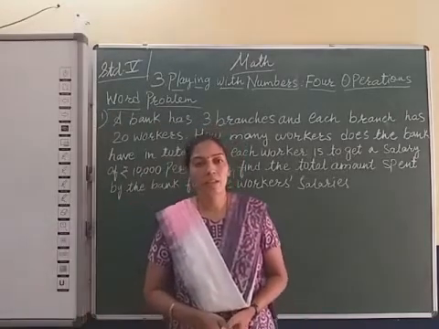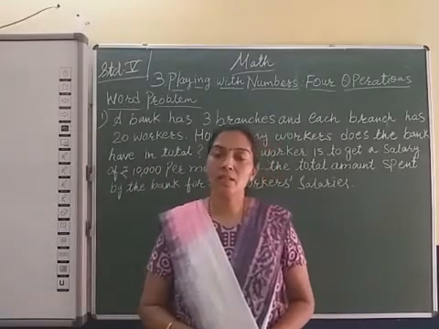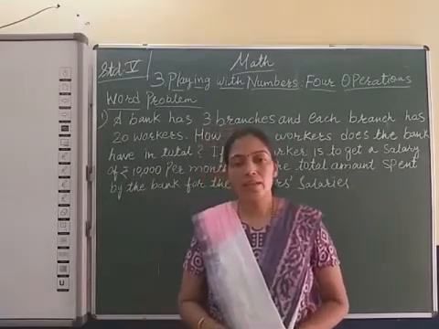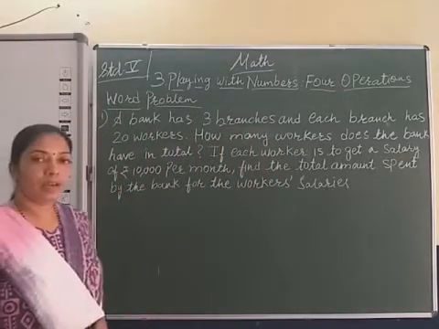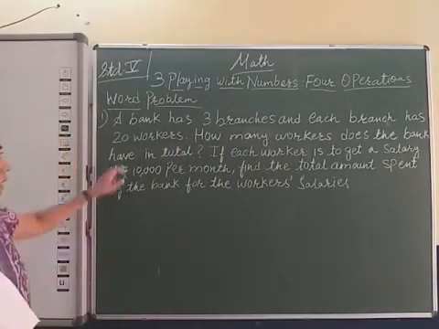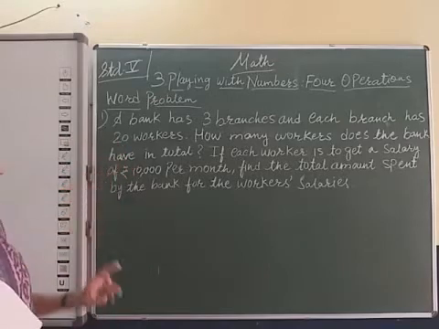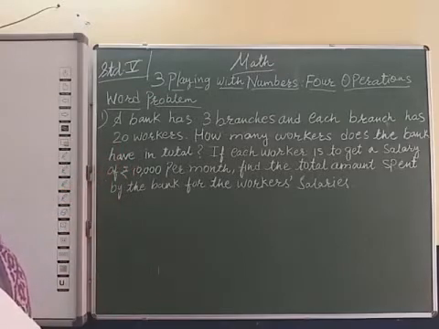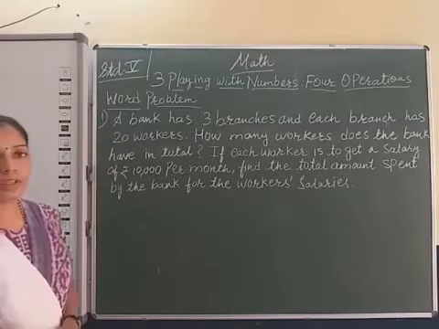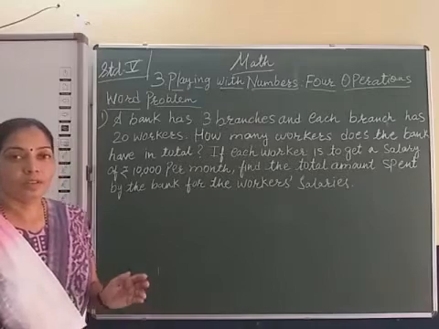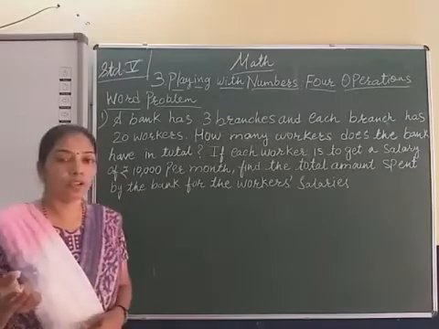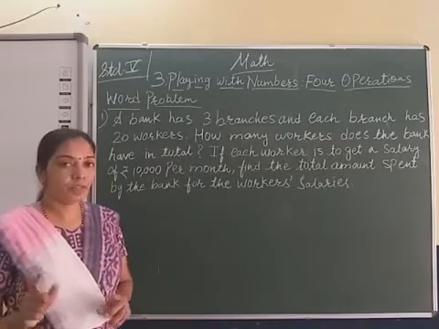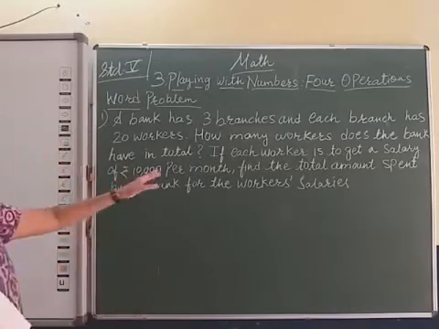Student, now we will see the word problem, or we can say the statement question. Let's read the first question. A bank has 3 branches and each branch has 20 workers. How many workers does the bank have in total? Okay, there are 3 branches and in each branch 20 workers are working. So we have to find the first solution, the total number of workers. Keep that in mind. Now move on.